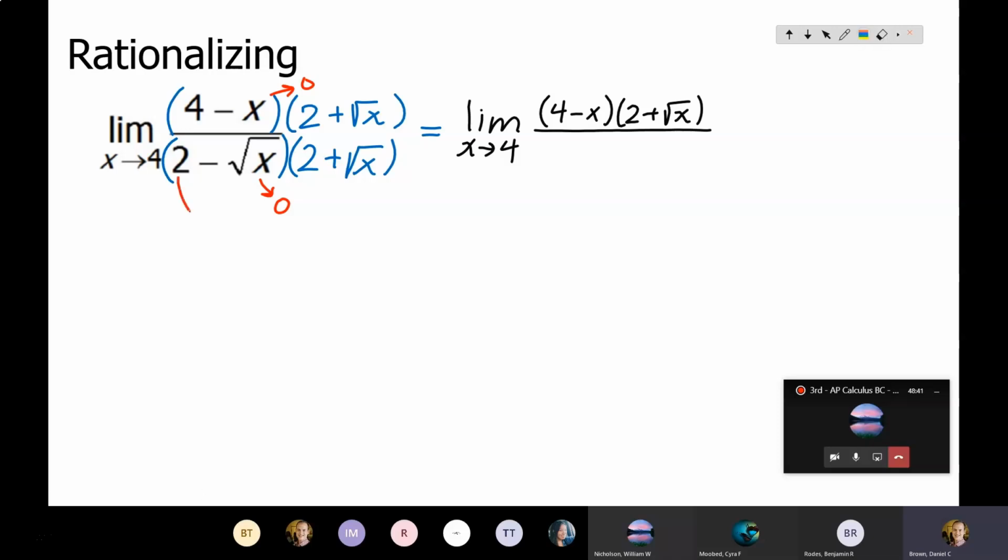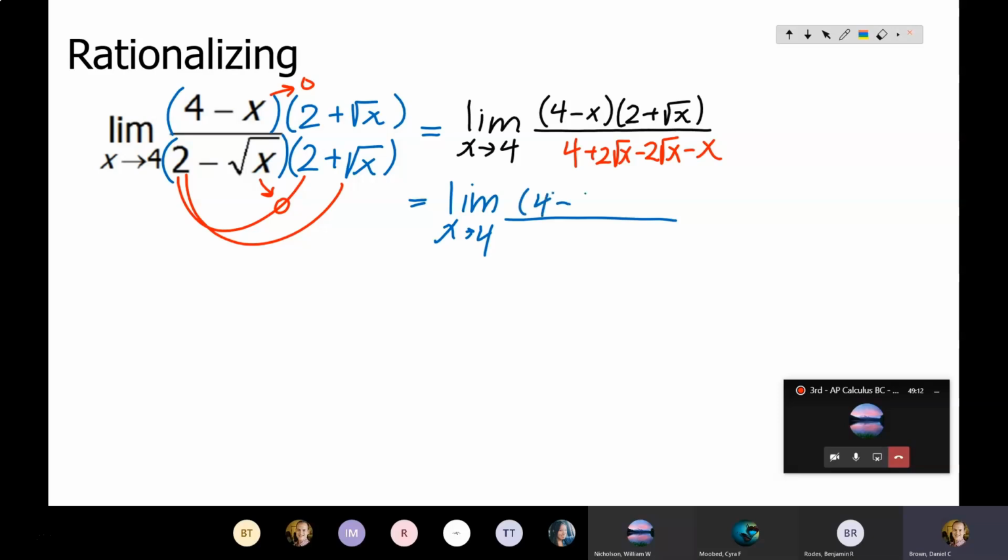So I have first, which is 4, the outer, and then inner, and last. Negative square root of x times the positive square root of x is going to be not plus, but minus x. Simplifying, hopefully you can kind of see where this is going. Most of you could probably skip that middle step I just wrote down and jump straight to this step. We have 4 minus x's, something cancels.